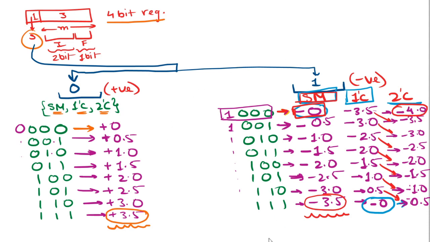Okay, in that case, we already discussed, right? The range for this will be minus 3.5 to 3.5. The range for this will be minus 3.5 to 3.5, but the range here will be minus 3.5 to, sorry, minus 4 to 3.5. Okay, and if we see the count of numbers that we are representing here, it will be 7 for this, 7 for this, and 8 for this, 2 to the power 3, which is 8, right?